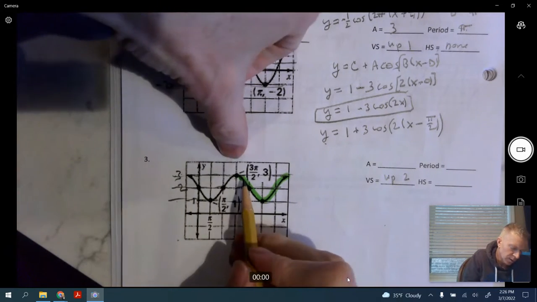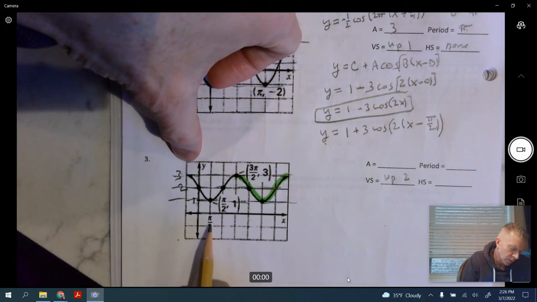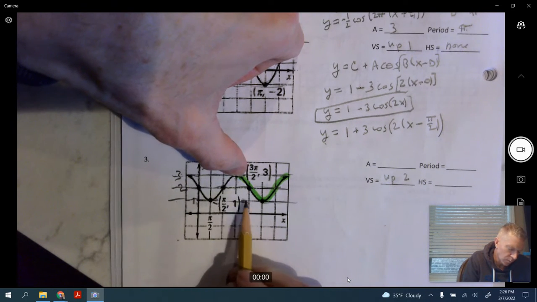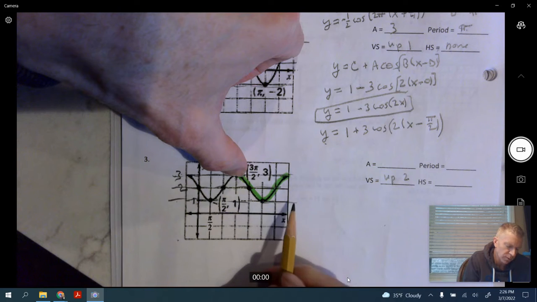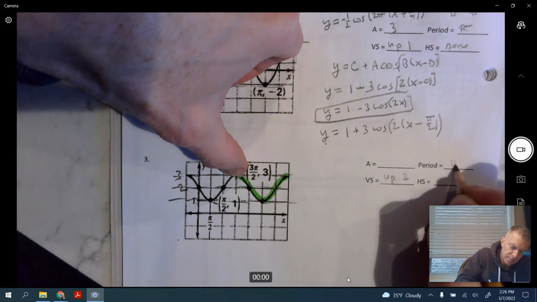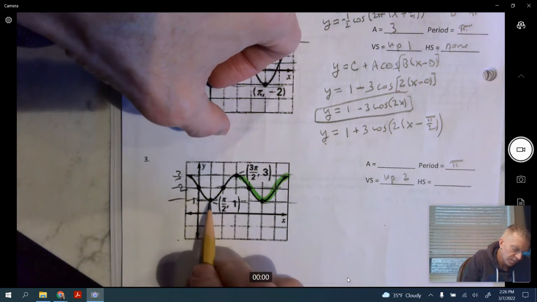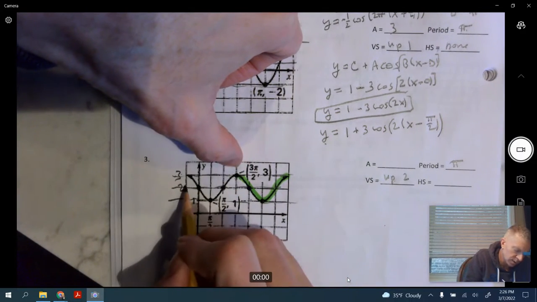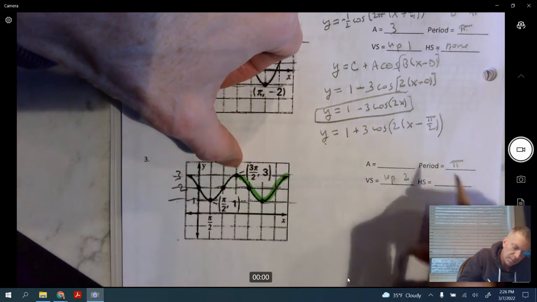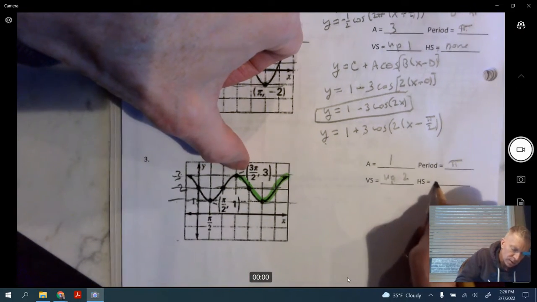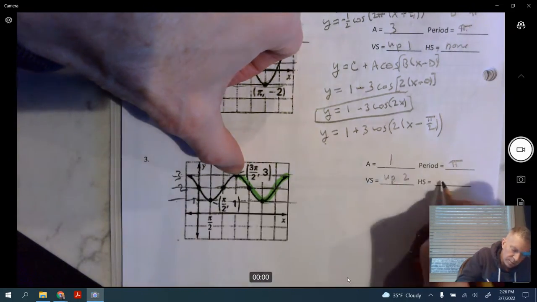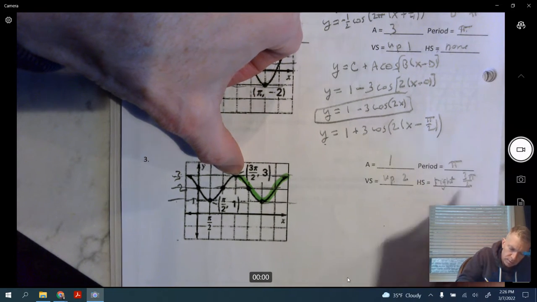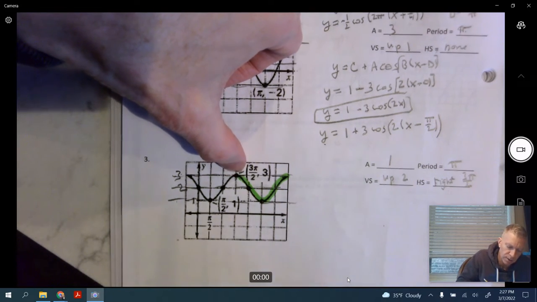Let's find our period. These are going up by pi over 2s, so 1 pi over 2, 2 pi over 2, 3 pi over 2, 4 pi over 2, which is pi. Period is pi. And the a value is 1, the distance from the middle to the top or middle to the bottom. And your horizontal shift is, I did right 3 pi over 2. Again, there's an infinite number of correct answers.